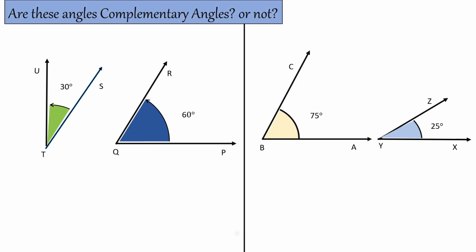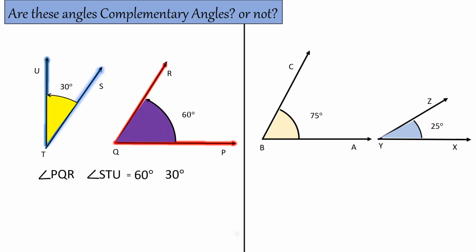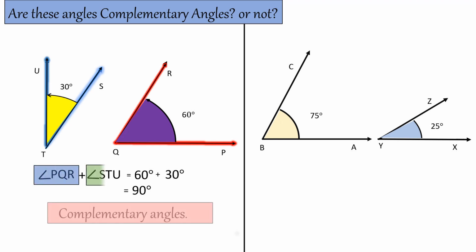Let us see if these angles are complementary angles or not. Here, angle PQR makes 60 degrees and angle STU makes 30 degrees. Now the sum of the two angles is 90 degrees. Hence, angle PQR and angle STU are complementary angles.